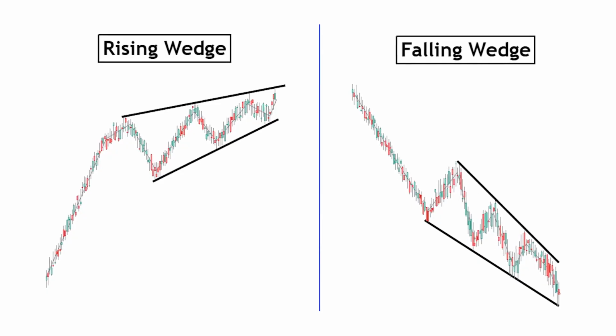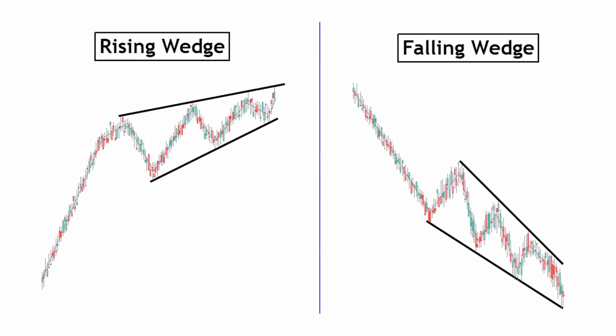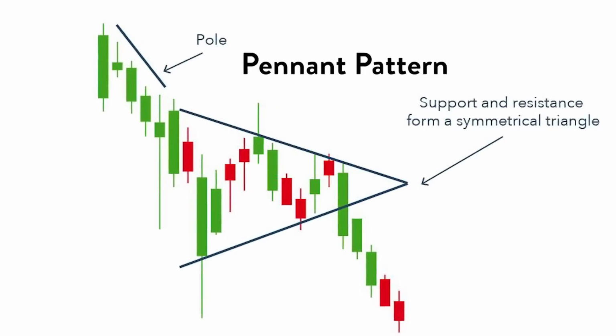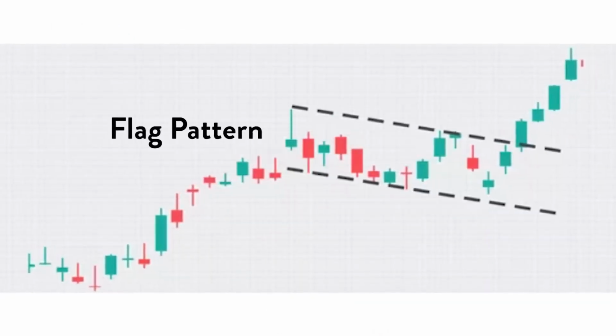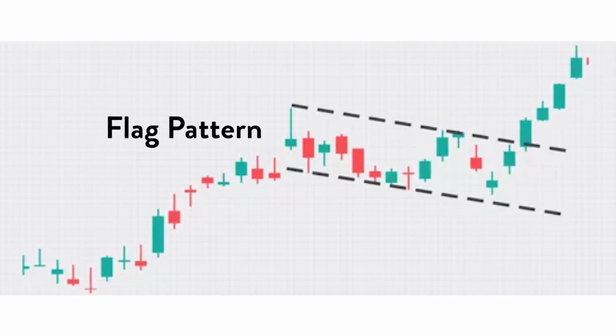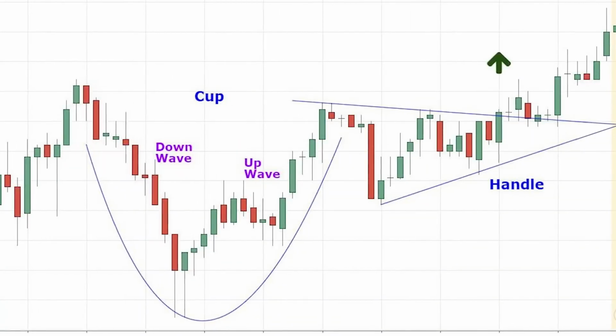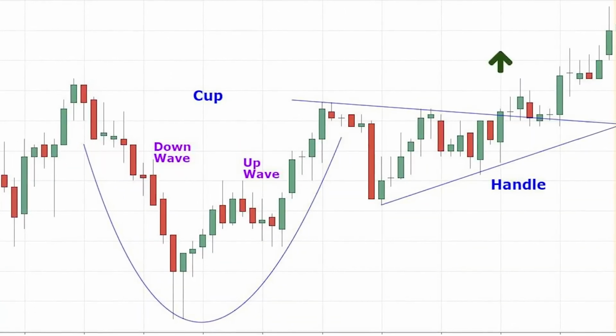The pattern that we just looked at could be referred to as a wedge pattern. If trend lines had connected in that pattern, it would be called a pennant pattern. Flag patterns are two parallel trend lines that can head upwards, downwards, or sideways. A cup and handle pattern is when the price increase has paused.